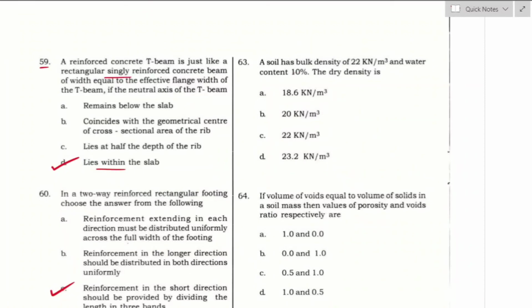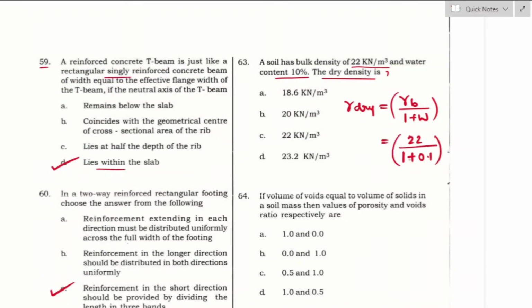Question number 63. A soil has a bulk density of 22 kN per meter cube and the water content of 10%, then the dry density is. To calculate the dry density, the formula is bulk density divided by 1 plus W. W is the water content. So bulk density is 22 kN per meter cube divided by 1 plus 0.1. So the dry density will be 20 kN per meter cube. Option B is the right answer.